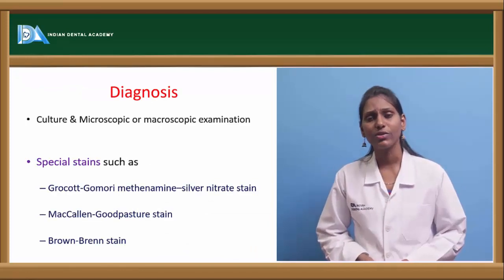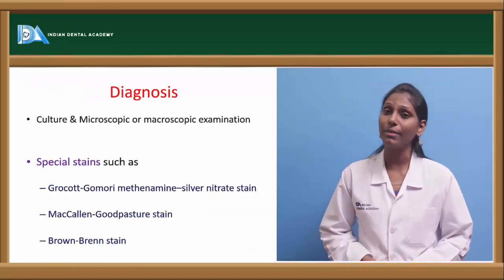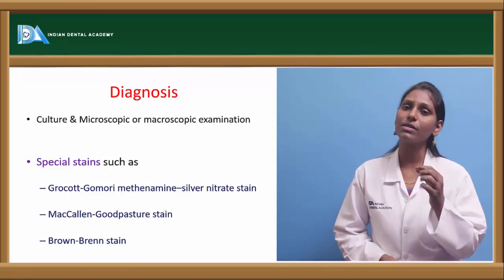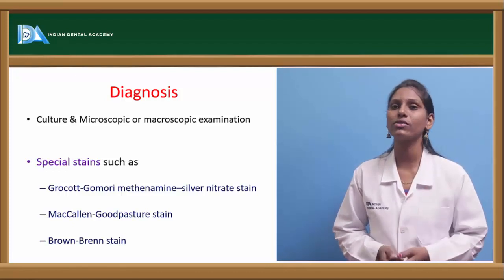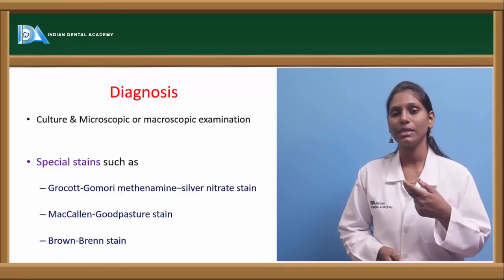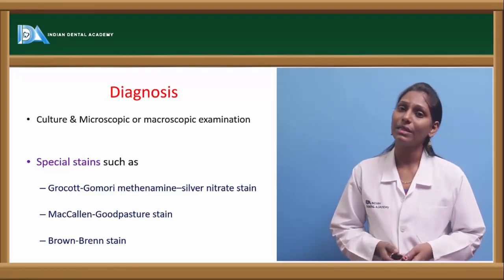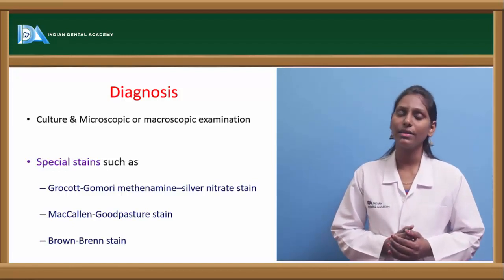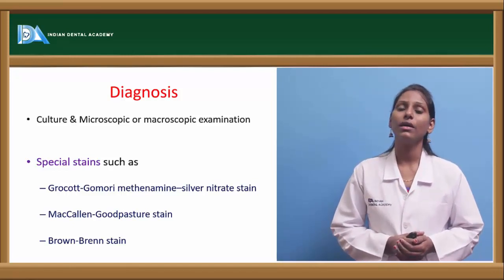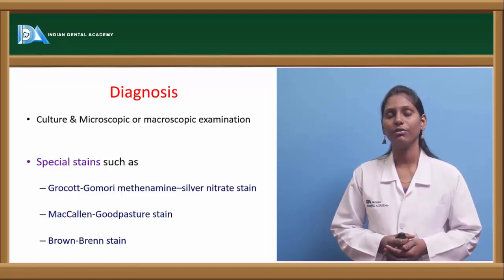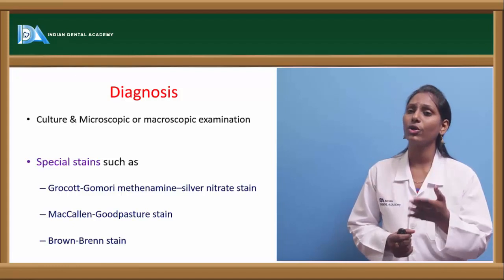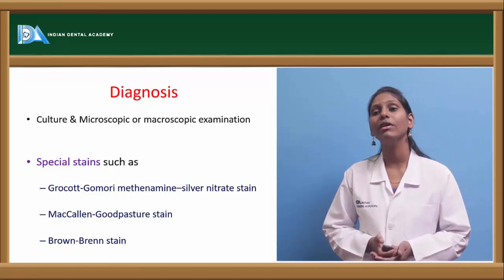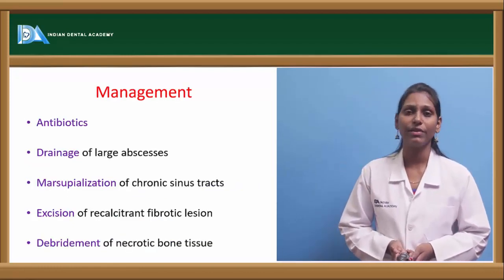Now, how do we diagnose them? First important thing is culture and the microscopic and macroscopic examination. On macroscopic examination, the yellow sulfur granules are a pathognomonic feature of actinomycosis, and on microscopic examination, we can see the mycelial form and the club forms on staining, which are again pathognomonic. We also have special stains other than H&E, which help diagnose actinomycosis more firmly. These include Grocott's methenamine silver stain, Gomori, McCallum-Goodpasture stain, and Brown-Brenn stain.